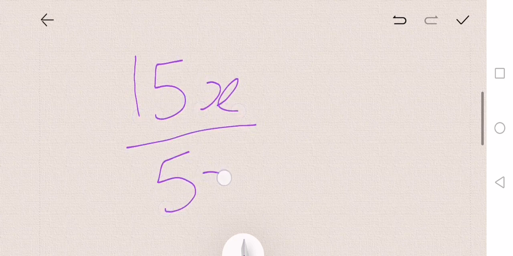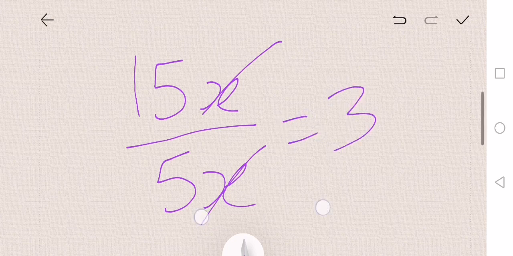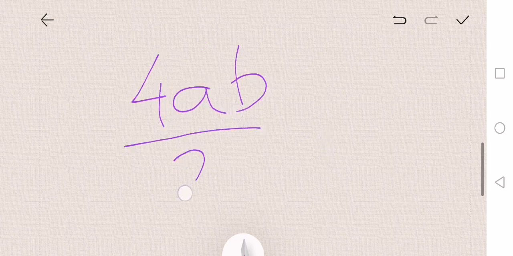So what I mean by that, if it is 15x and 5x, always look for which is matching. x and x is matching, so delete them straight away. I mean, cross them out. And then simply 15 divided by 5 is 3. Get it?